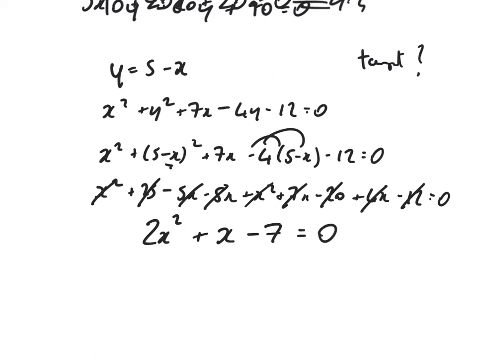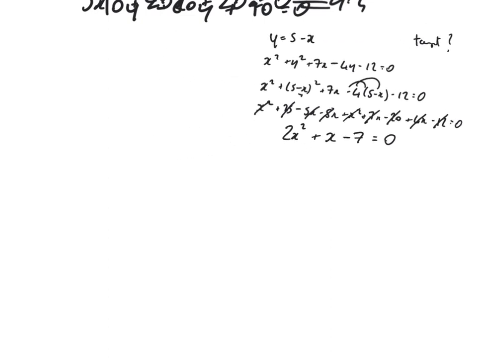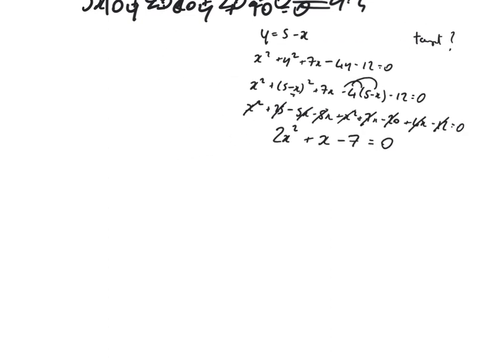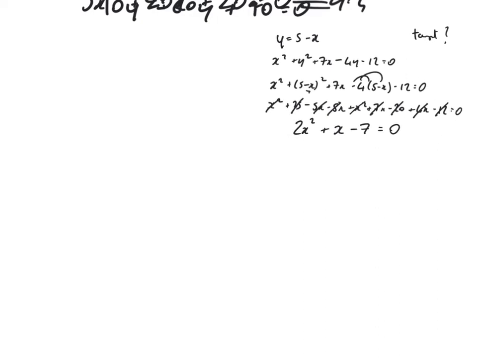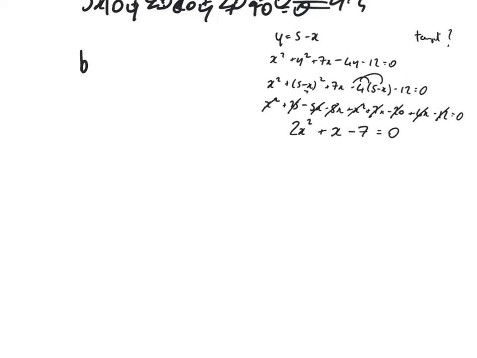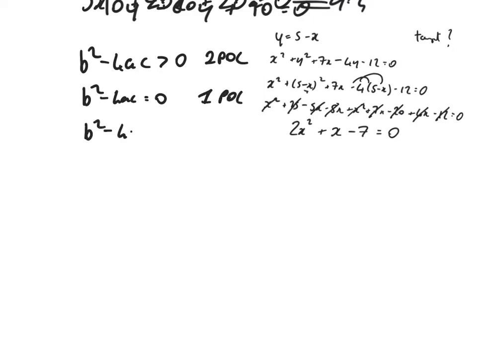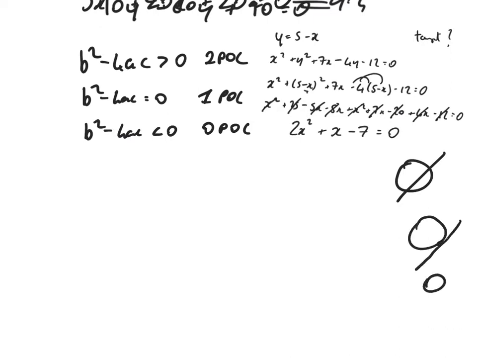Okay, so there's two methods for proving tangency. I can factorise to get equal roots, or I can use the discriminant. Now, when using the discriminant, if b squared minus 4ac is greater than 0, then we've got 2 points of contact. When b squared minus 4ac is equal to 0, there is 1 point of contact, tangency. And b squared minus 4ac less than 0, no points of contact. So there's an example of 2 points of contact, there's tangency, and no points of contact.